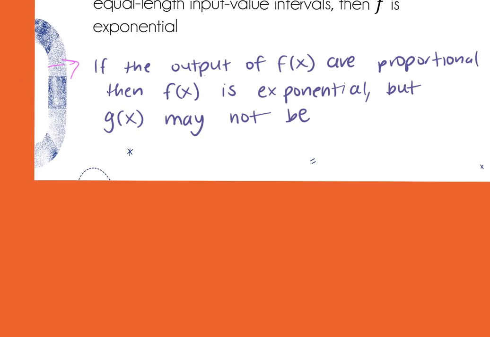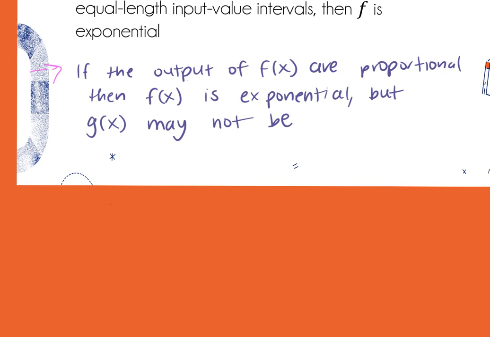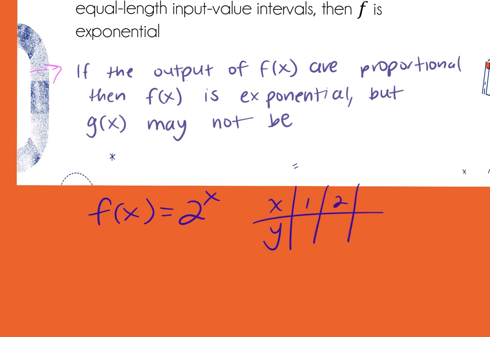If I have a function that says f of x equals 2 to the x, right? Let's just do x equals 1, 2, 3. What are my output values? So 2 to the first would be what? 2. 2 to the second is 4. 2 to the third is 8. Are these values proportional? Yes, right? 4 divided by 2 is the same thing as 8 divided by 4. We agree on that, yes? So if the function itself is exponential, then I know the output values are proportional.